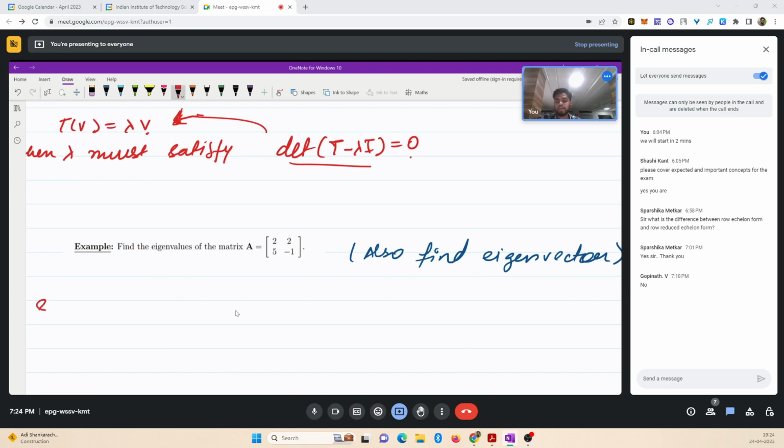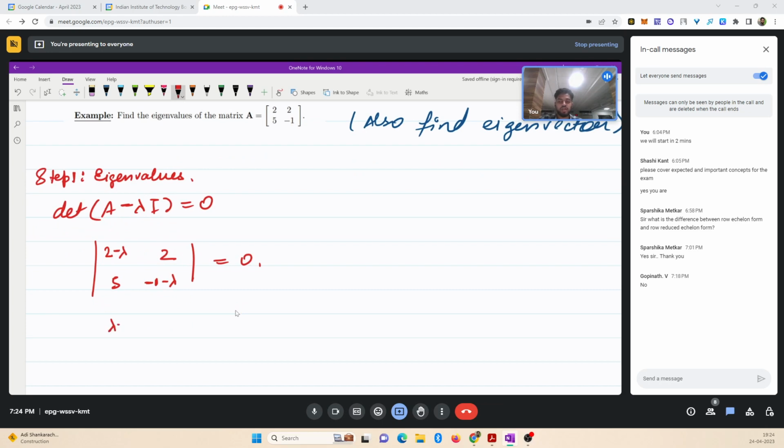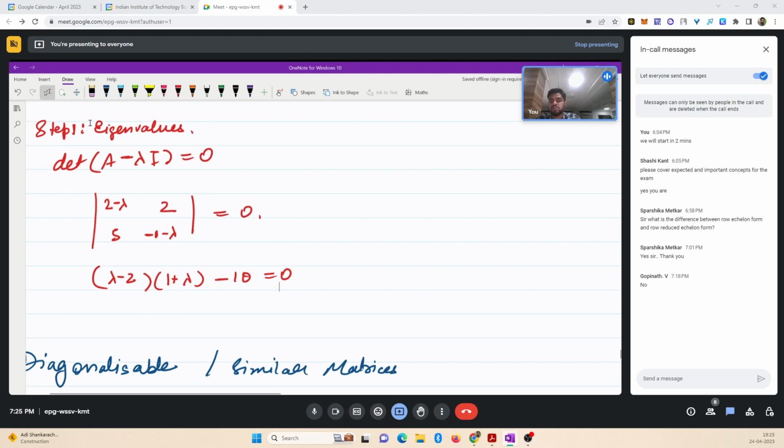So as I said, step 1 is to find eigenvalues. And what does eigenvalue satisfy? Eigenvalue satisfies determinant of A minus lambda I is 0. Let's put it in this. So if you subtract A minus lambda I, you obtain 2 minus lambda, 2, 5, minus 1 minus lambda. And this determinant should be 0. Okay, let's evaluate this determinant. This is lambda minus 2 into 1 plus lambda, minus 10 is equal to 0.